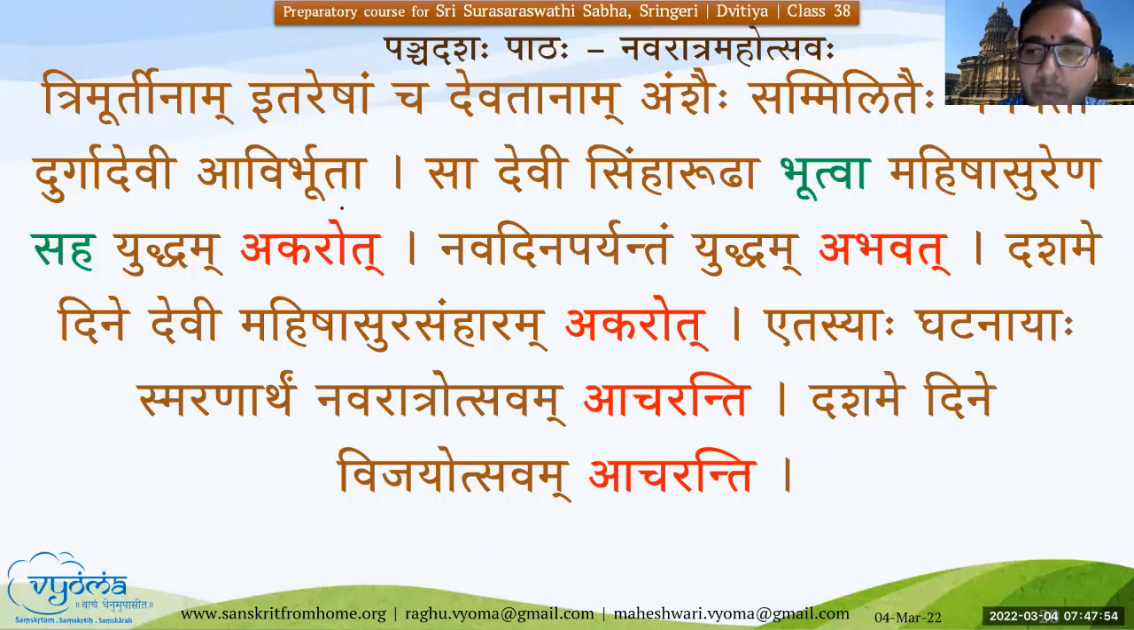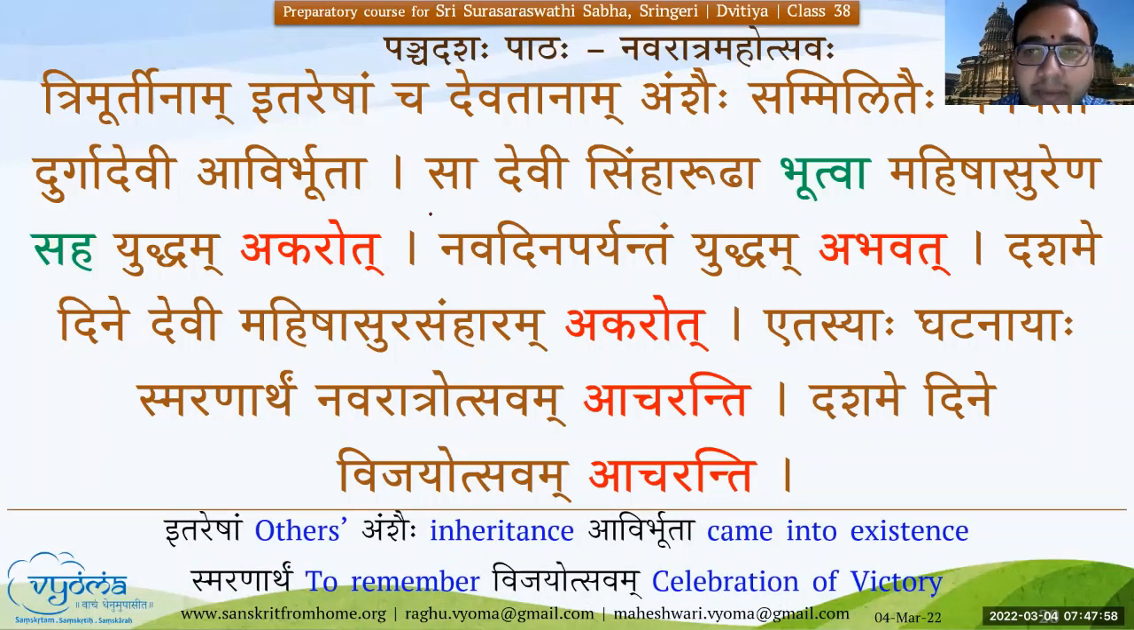Trimurtinam Itaresham Cha Devanam Amshaihi Sammilitaihi Bhagavati Durga Devi Avirbhuta. Okay. Amsha is basically the inheritance, or taking some portion of the power or the characteristic of each of the deities or each of the gods. Durga Devi Avirbhuta. So how did Durga Devi come into existence, if you ask a question? Because of the combination of all the powers of all the gods. Okay, that is how it is.